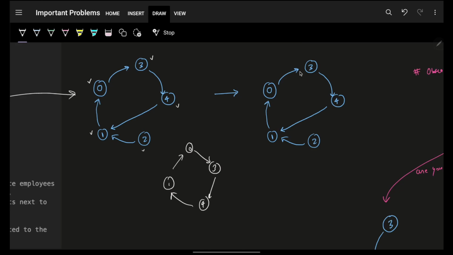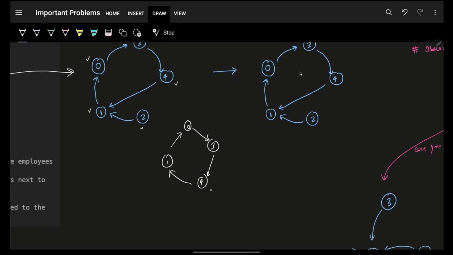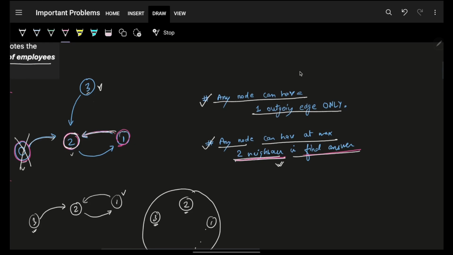Now you might say, Aryan, technically not, because if I try to place a 2 here, then for 2 the neighbor would be 1, and 1 already has 2 neighbors. I told you that a person can have only 2 neighbors. That is the reason any other person cannot attach to them. Which again gives us a hint that if I have a cycle, then any other person will not attach to it.